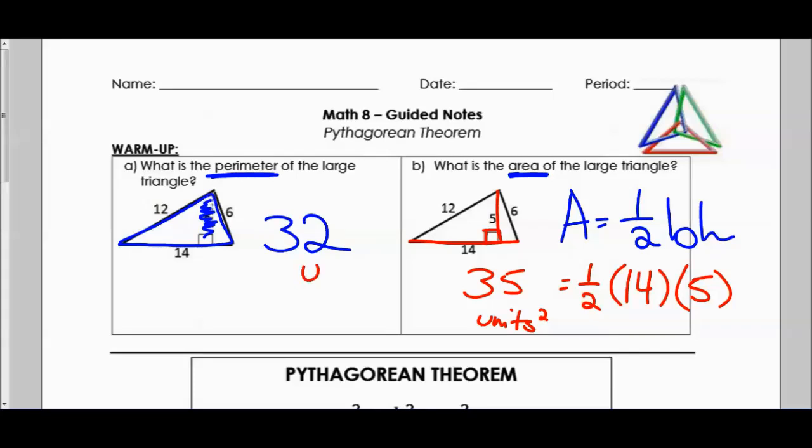The units for area are squared, where the units for perimeter are just the measure of that length. Here we're talking about just plain units. If we're talking about like 6 inches, 12 inches, 14 inches, the total units would be 32 inches. If we're talking about the area, then it would be inches squared, because we're talking about the square units that are actually covering that shape.